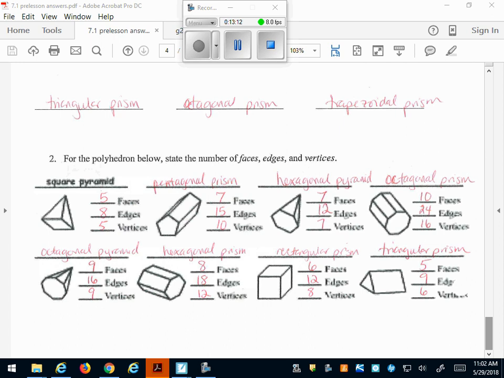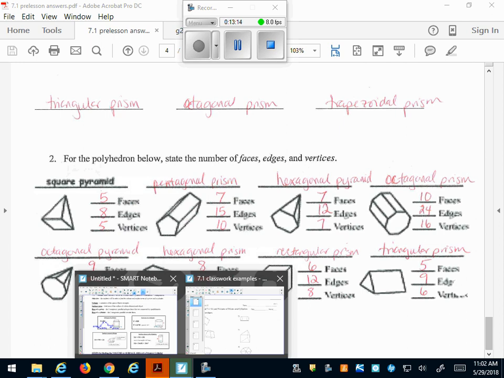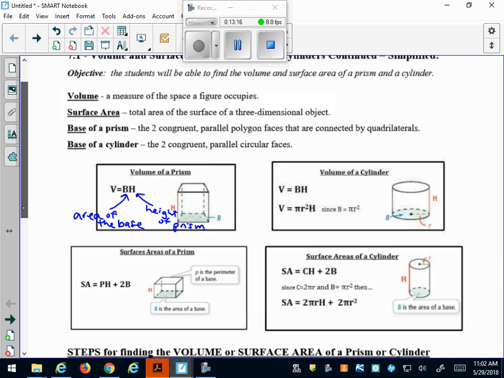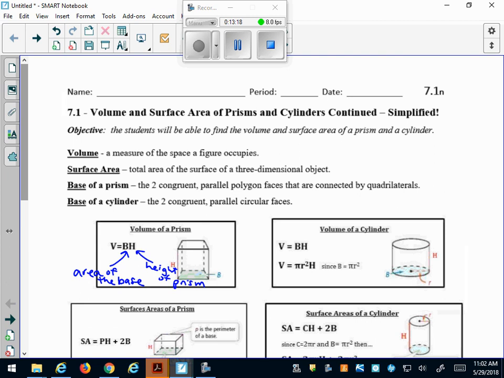Okay, so moving on, we are going to start these notes here. Okay, so surface area and volume of prisms and cylinders. I know this says continued. This is continued from the pre-lesson we just did.